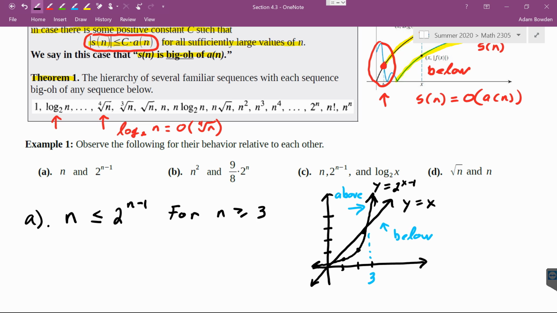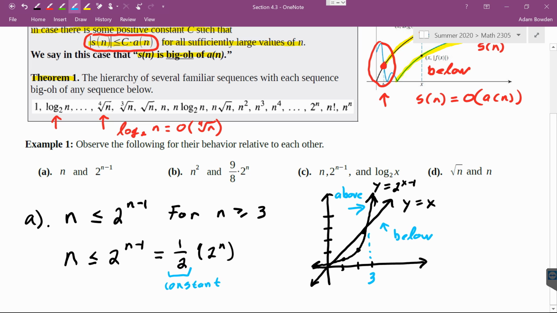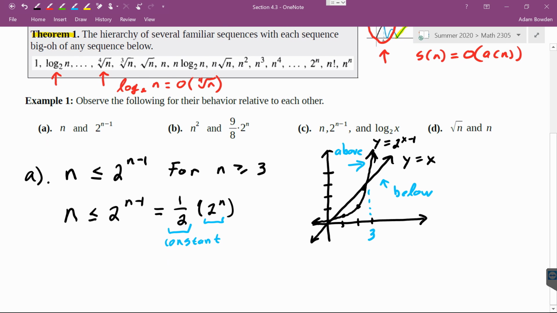So visually, that's how we're going to have a big O here for n and 2 to the n minus 1. However, I'm going to write it like this. n is less than or equal to 2 to the n minus 1, and that's the same thing as 1/2 times 2 to the n power. And the reason why I'm writing it this way is this looks like a constant times 2 to the n. And so since n is less than or equal to 2 to the n multiplied by a constant, we say that n is big O of 2 to the n.